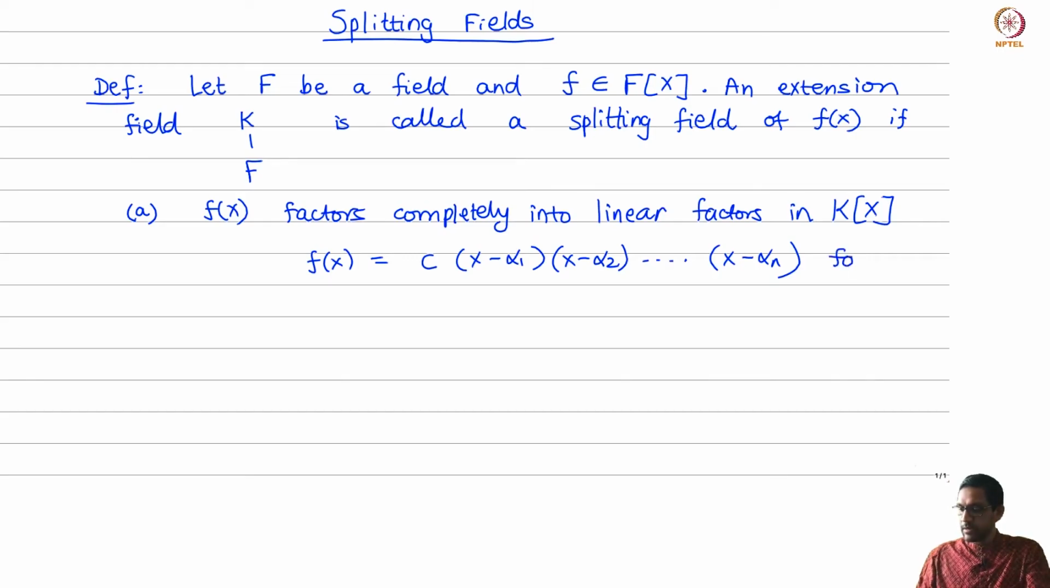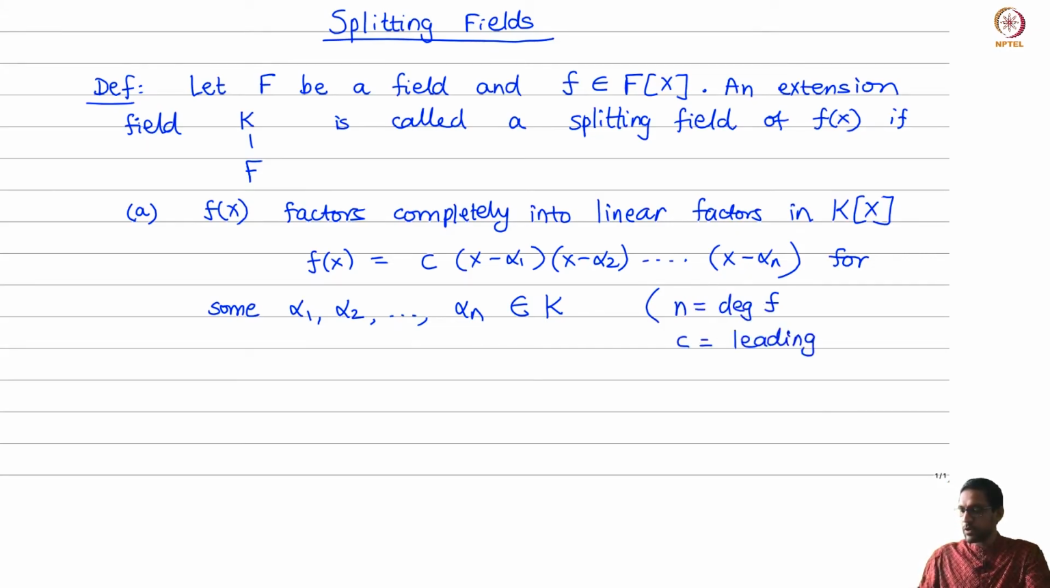Okay, so we will typically assume that we are talking about monic polynomials, or ones where the leading coefficient is 1. So f(x) is such a product for some elements alpha 1, alpha 2, alpha n in the extension field K, and here n is the degree of the polynomial f, and c is just the leading coefficient. So that's in fact an element of the ground field F, the coefficient of the highest term x to the power n.